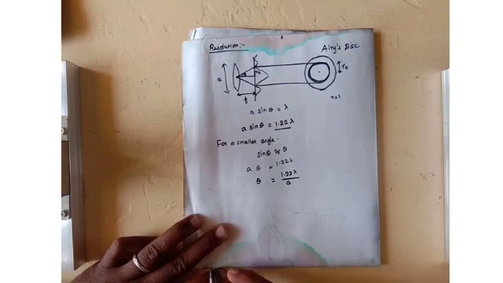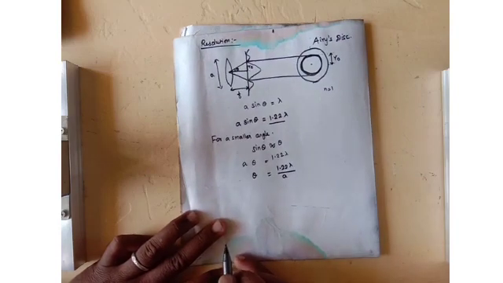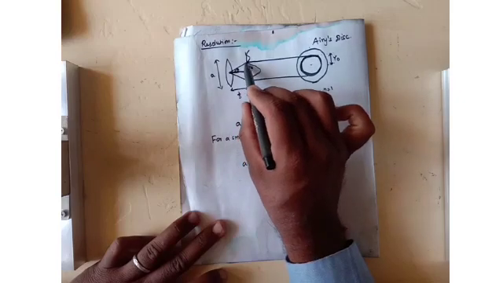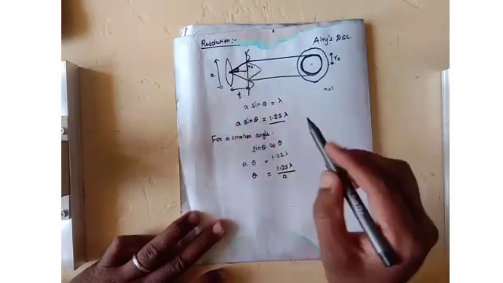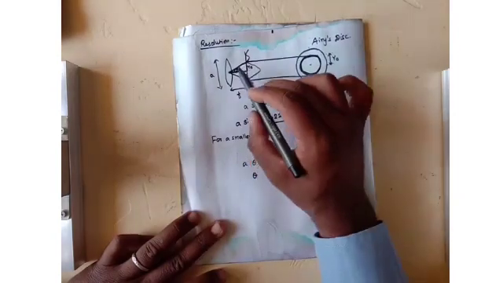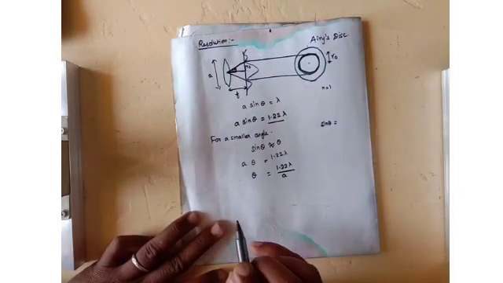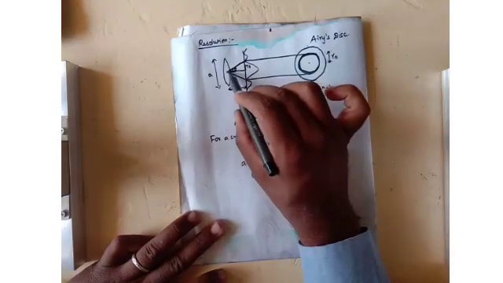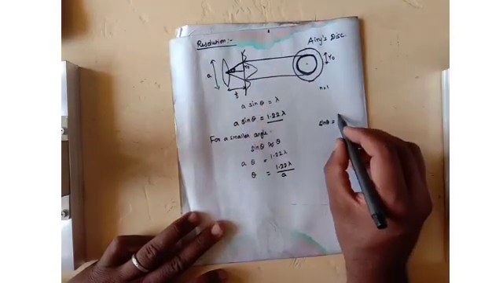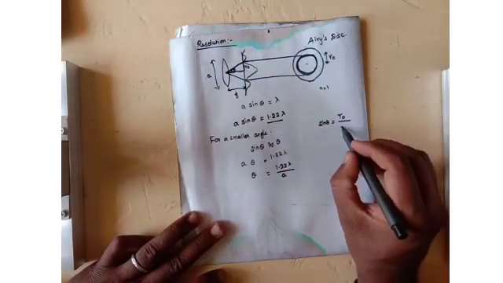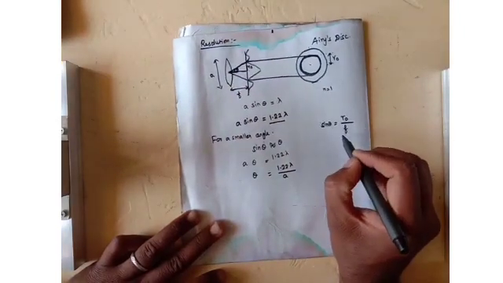To calculate the value of theta, we consider this right angle triangle. Sin theta is equal to the opposite side divided by the hypotenuse. The opposite side is r0, and the hypotenuse is approximately equal to f. So we can write sin theta is equal to r0 divided by f.